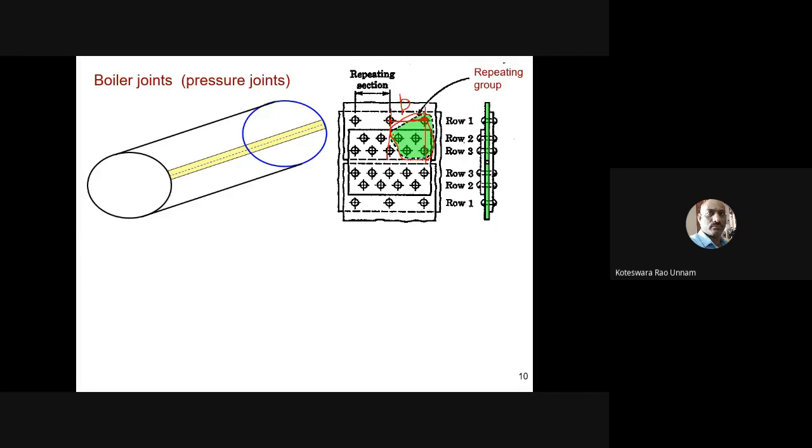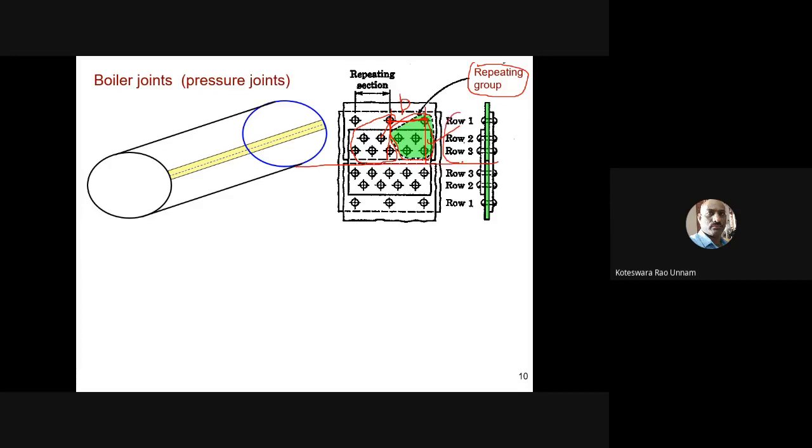So the same thing is repeating from now onwards. See, this is there, this is there. So now this is going to be our next repeating group. Like that, we need to identify the repeating group for each joint. Then if you want to estimate the efficiency of the joint, you need to use this repeating section. Or if you want to find the strength of the joint also, you need to use these repeating groups. So here also again it is a butt joint only.